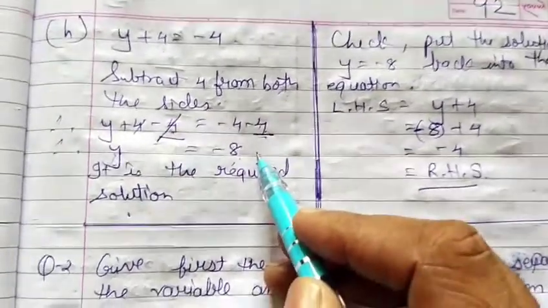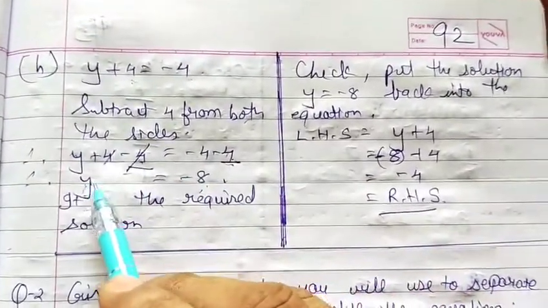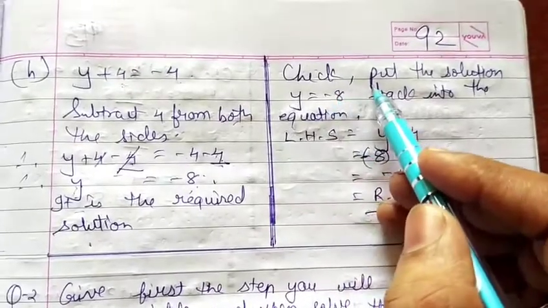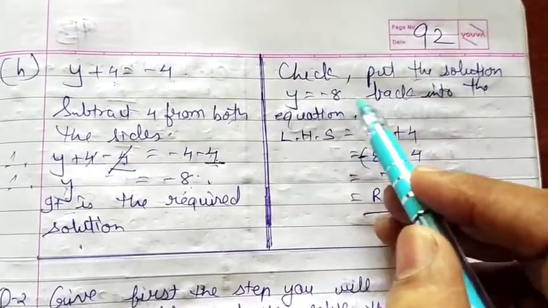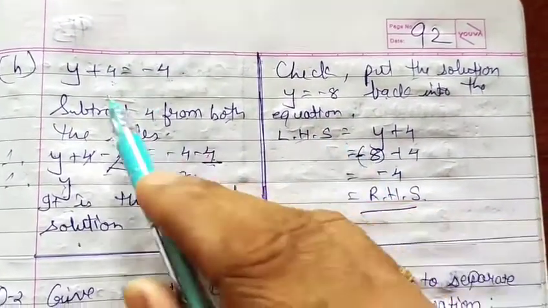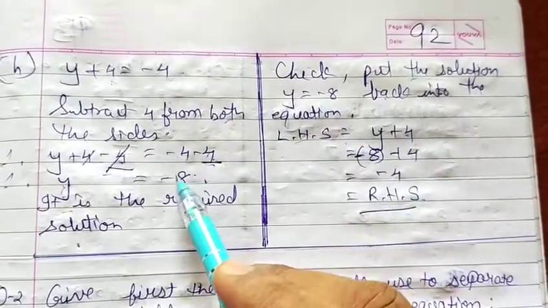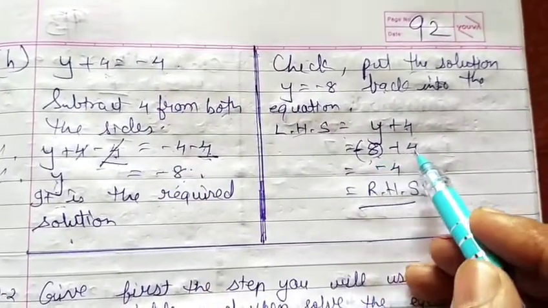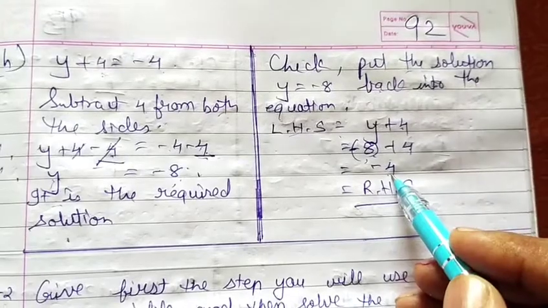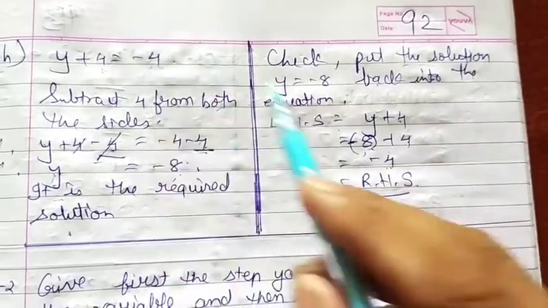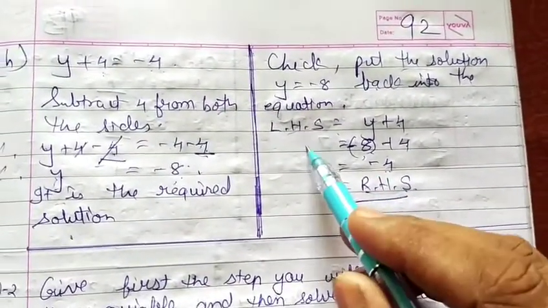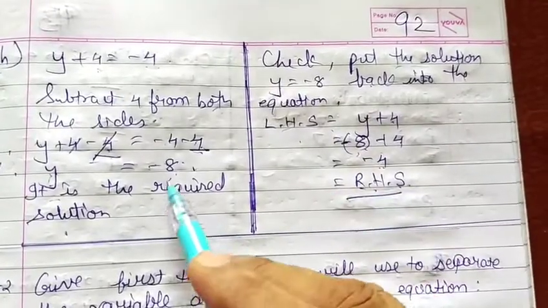Now how to check? We have to check whether our solution is correct or not. Check. Put the solution y equals minus 8 back into the equation. Now on the left hand side, write down this expression y plus 4. In place of y, you have to put minus 8. Minus 8 plus 4 gives minus 4, and see whether it is there on the right hand side. Yes, minus 4 is there, so write equals right hand side. So LHS equals RHS, that means our solution is correct.